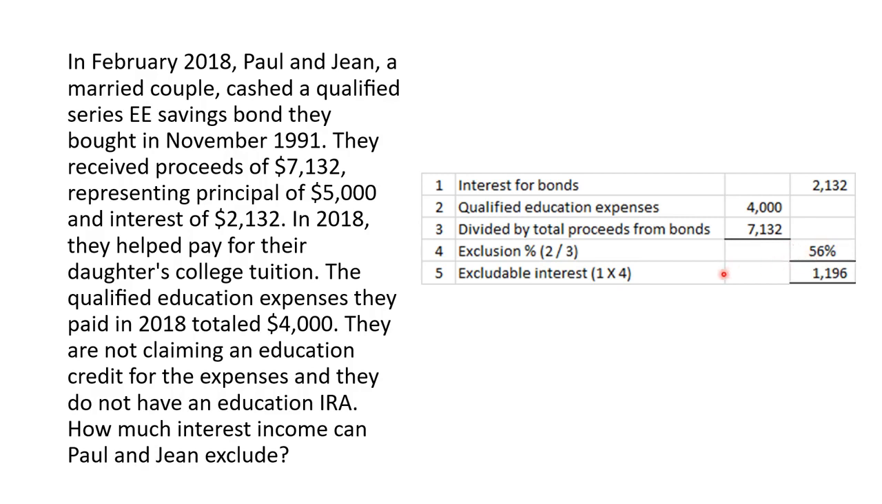What that means is that 56% of the proceeds were used for qualified education expense, and therefore 56% of the interest is excludable. 56% of the interest, therefore, is $1,196. That represents the part of the interest that is not includable in income, or in other words, the part of the interest that is excludable.